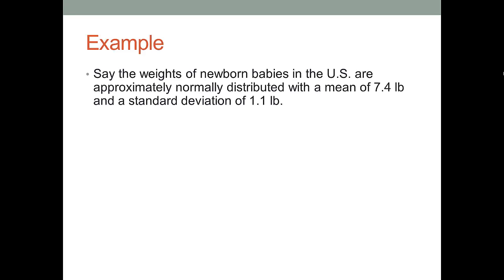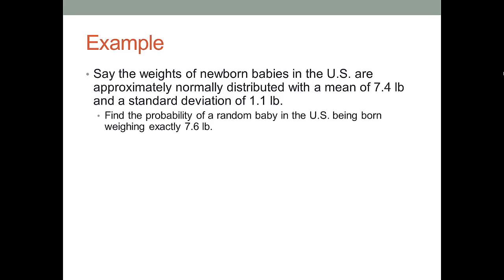Let's say the weights of newborn babies in the U.S. are approximately normally distributed, mean 7.4, standard deviation 1.1. Let's find the probability of a random baby in the U.S. being born weighing exactly 7.6 pounds. Remember, probability is supposed to be area under the curve from your starting point to your ending point. Well, we have no starting and ending point. We only have a single point, and so we have no area, so the probability is 0.